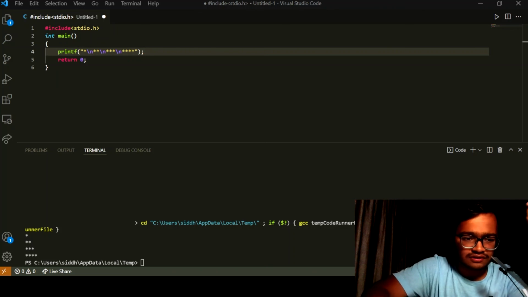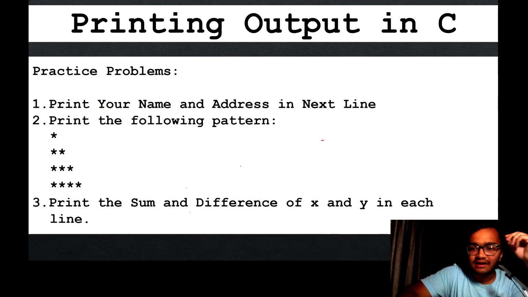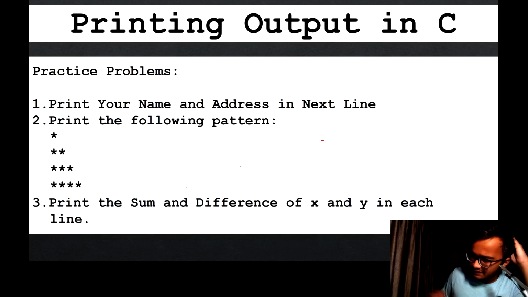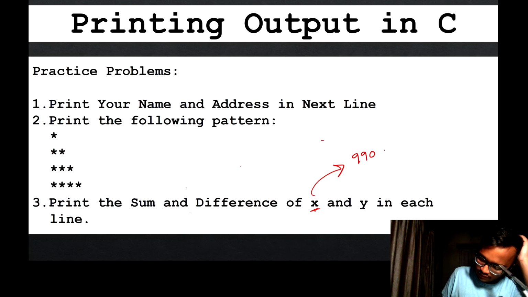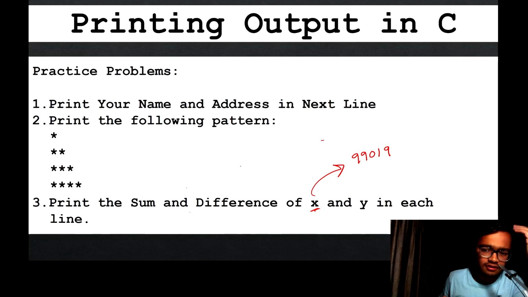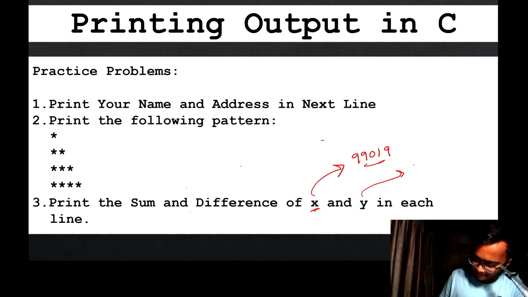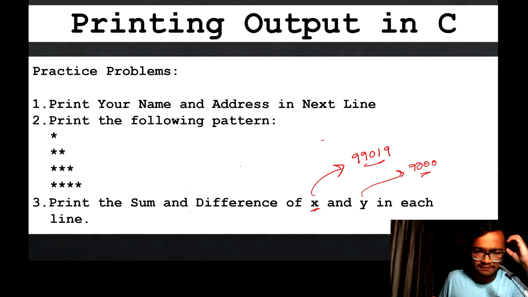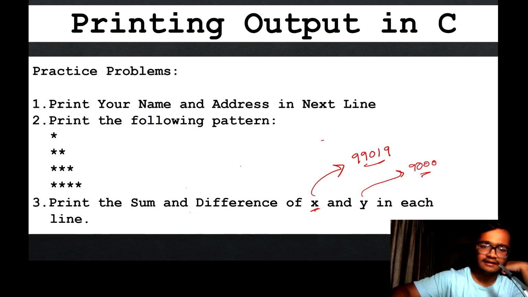So let's now proceed to the next question, which says print the sum and difference of x, y in each line. So here the value of x and y is not mentioned, so we can take any value of x and y. Suppose we take x value to be 99019, very big numbers. Computer will obviously calculate numbers which are not easy to calculate by human mind. So let's take a big number 99019, and y, say we are taking 9000, similar big numbers, right? So 99019 and 9000. So let's move to VS Code again and code this.